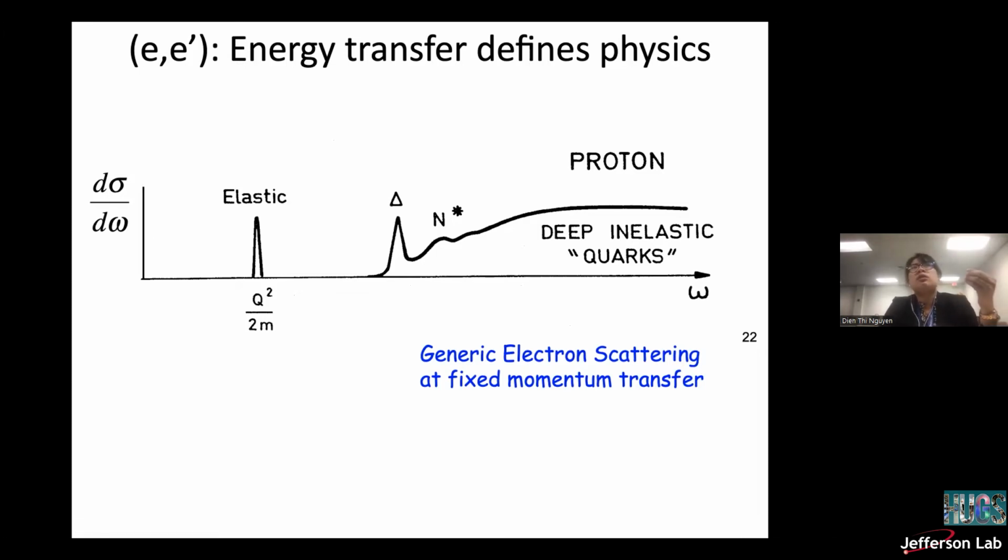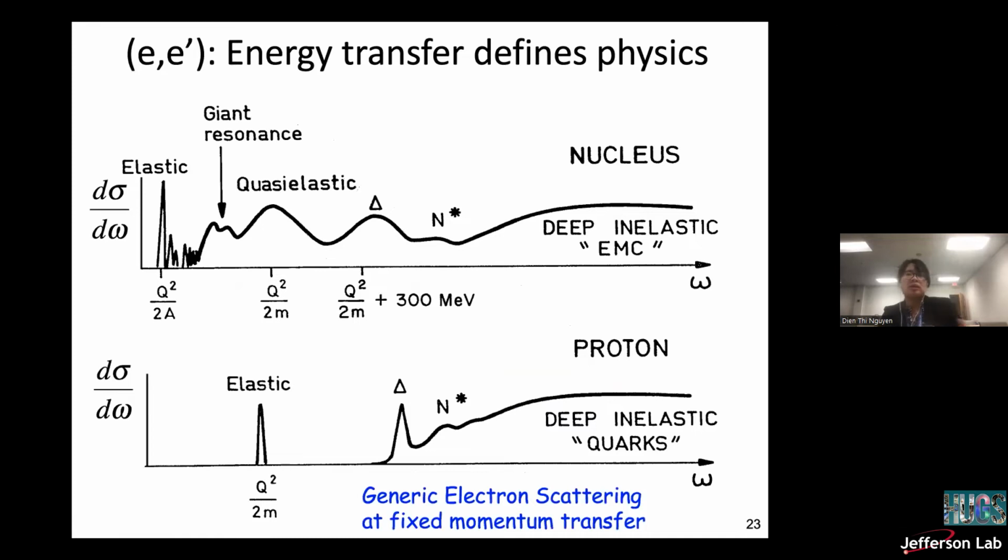It depends on the different types of reaction as the electron interacts with the nuclei, and it depends on the omega variable here. With different omega, you will see different types of physics. For example, if omega is equal to Q squared over 2m, that will be elastic. Then as it increases, there is a resonance, another resonance, and it will be washed out by what we call deep inelastic. This is very much a toy model for the interaction of E prime as a function of omega on the proton. It will change slightly when you go to the interaction on the nucleus.